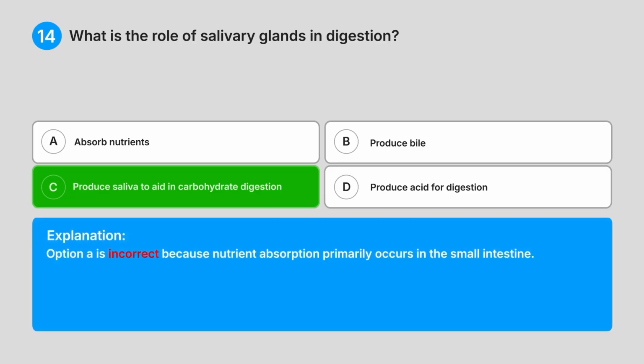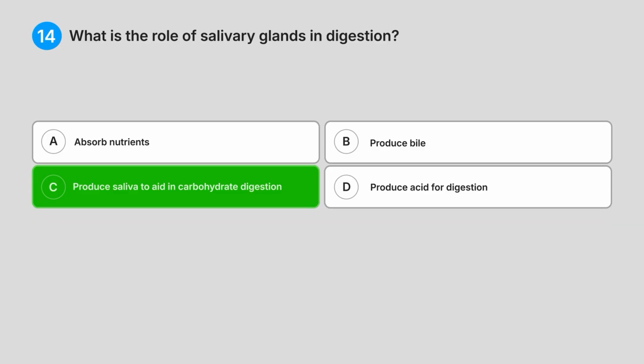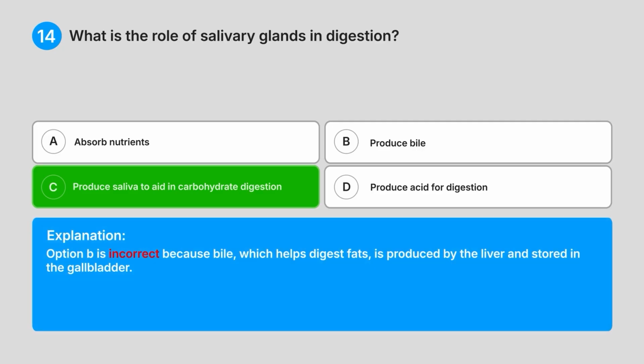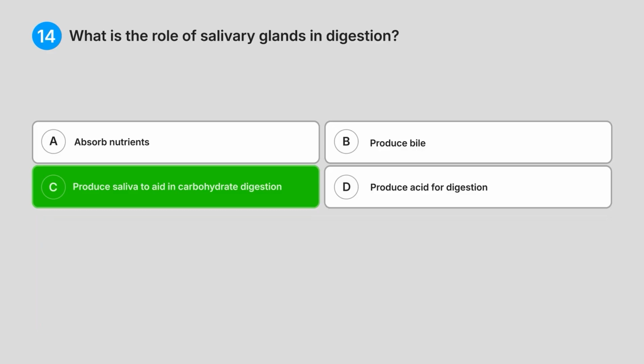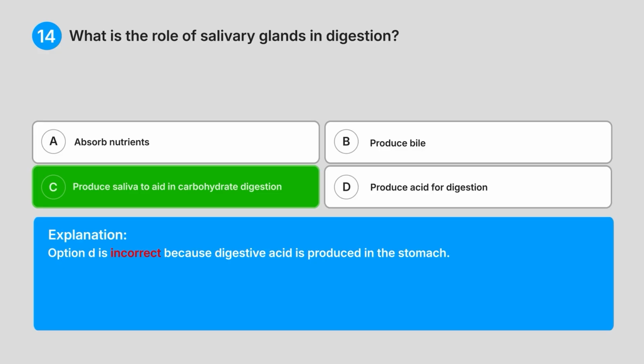Option A is incorrect because nutrient absorption primarily occurs in the small intestine. Option B is incorrect because bile, which helps digest fats, is produced by the liver and stored in the gallbladder. Option D is incorrect because digestive acid is produced in the stomach.